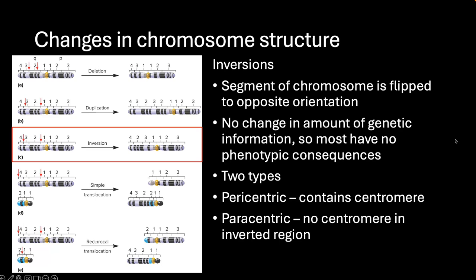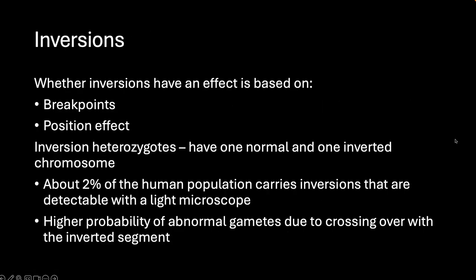For inversions, there are two types: pericentric, which contain the centromere in the inverted region, and paracentric, which do not contain the centromere in the inverted region. While inversions often do not have phenotypic consequences, under certain conditions they will.